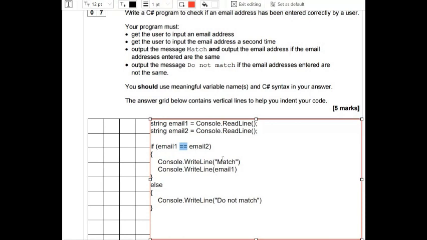So if it's equal to, then we can do match in email 1, else do not match. If I decide to keep them not equals, then we would change those console writes around. Okay? And that is question 7. Bosh, done.